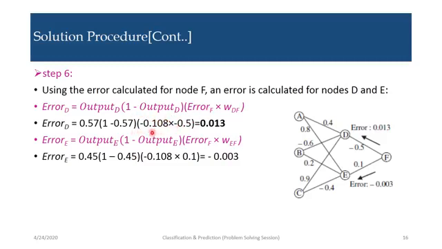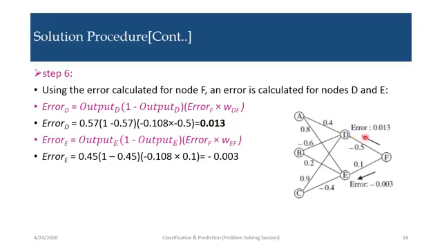The error at F has been calculated as minus 0.108. For the D node, the weight is minus 0.5, so the error is coming 0.013. Like that, error E is equal to output E into 1 minus output E into error F into WEF. So, here error E is equal to 0.45 into 1 minus 0.45 into the error at the F node, minus 0.108, into 0.1, which is the weight of E and F. So, we have calculated minus 0.003.